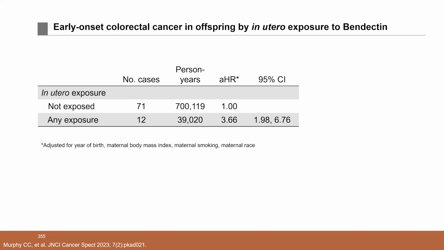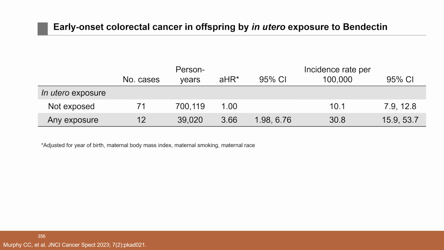This table shows hazard ratios from the adjusted model of the association between in utero exposure and colorectal cancer. Overall, offspring who were exposed in utero to Bendectin had a higher risk of colorectal cancer. You can see the hazard ratio is about 3.6. Here I've added the incidence rates of colorectal cancer by in utero exposure. And these data generally follow the same pattern as the modeled data, where we can see that incidence rates are higher among offspring exposed in utero at about 30 per 100,000 compared to 10 per 100,000 among offspring not exposed.